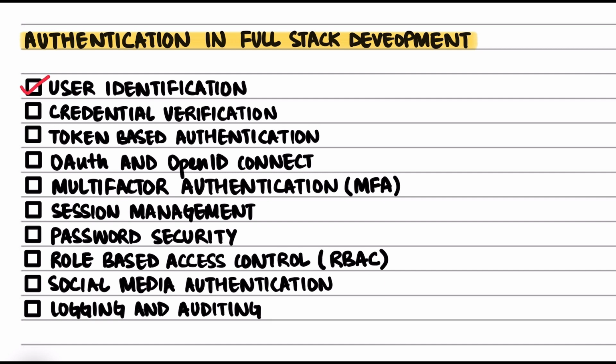User identification. Authentication starts with user identification. Users provide credentials such as usernames and passwords to prove their identity. This step ensures that the person interacting with the application is who they claim to be. Credential verification. The backend verifies the credentials provided by the users during the login process. Common methods include comparing entered passwords against the stored and securely hashed versions in a database.